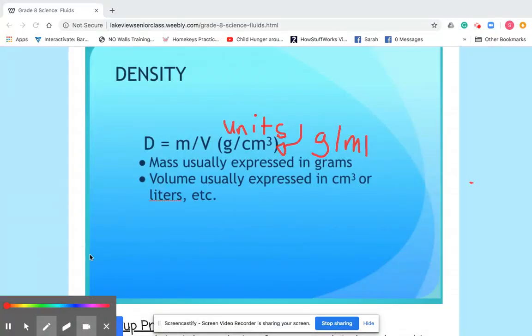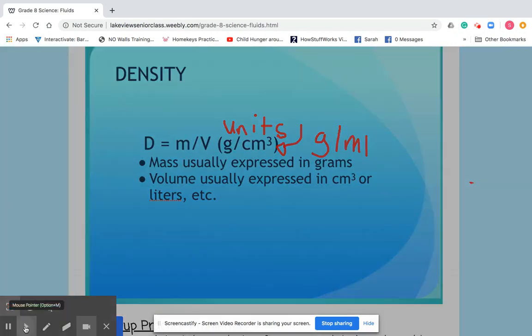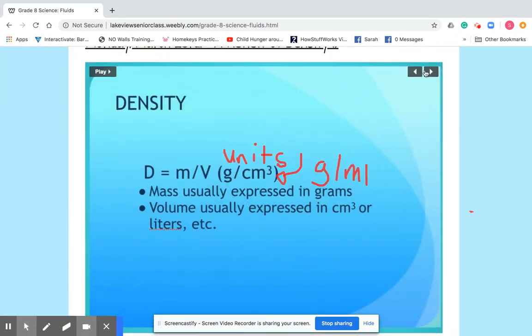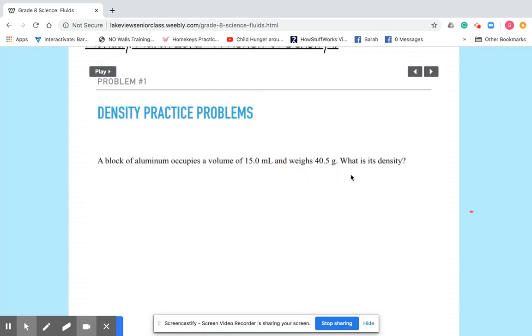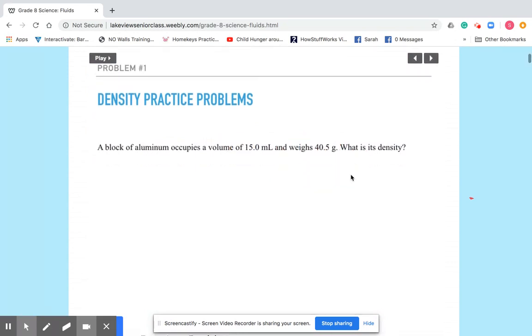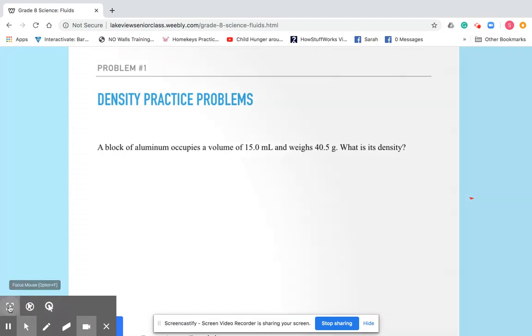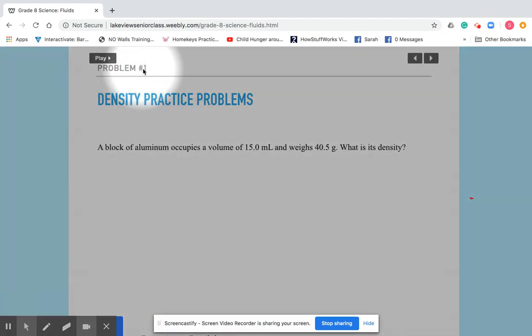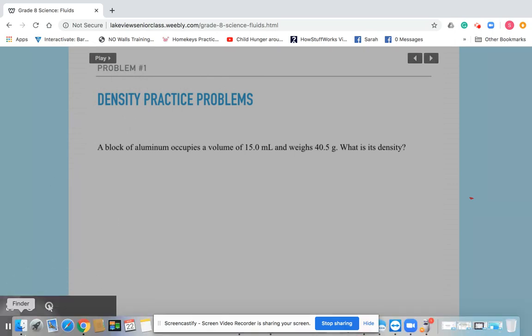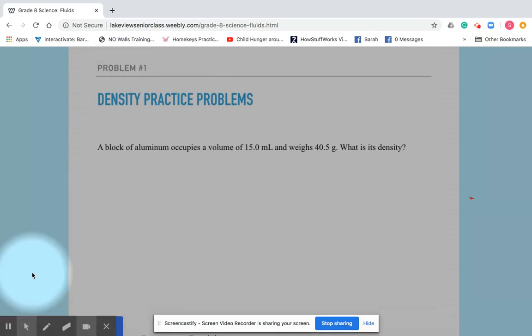Okay, so moving on here. We're going to do a few problems together. Okay, so for problem number 1, I would like you to write down problem number 1 at the top of your page, and that this is just a density practice problem. So in this problem, we're going to be finding density. Okay, so just take a moment to write that down, and then I'd like you to write down the question.